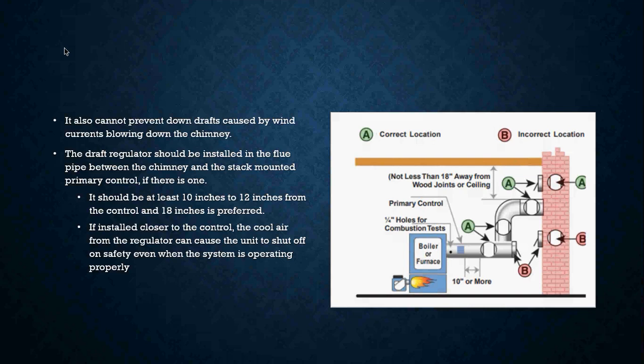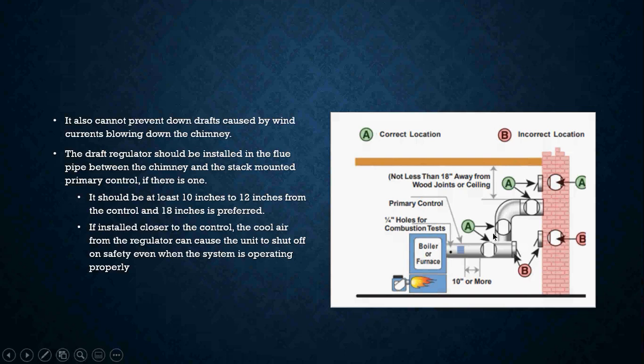The draft regulator should be installed in the flue pipe between the chimney and the stack-mounted primary control, if there is one. And again, if there is one, we're going to probably take that out because it's just no good. But it should be at least 10 inches to 12 inches from the control, and 18 inches is preferred, if you have a stack-mounted primary control. If installed closer to the control, the cool air from the regulator can cause the unit to shut off on safety even when the system is operating properly.